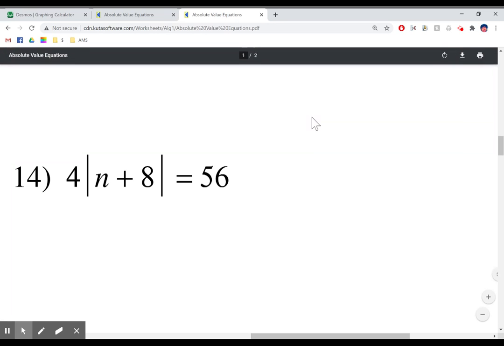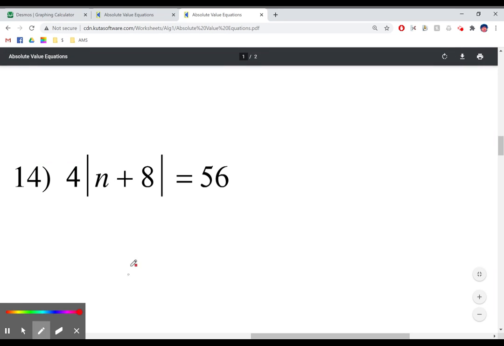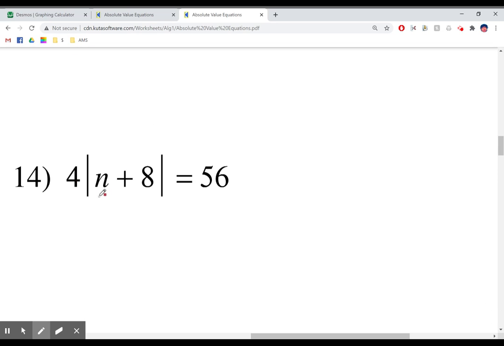Okay, we're going to look at one specific one, number 14. This is read as 4 times the absolute value of n plus 8 is equal to 56. Okay, so the best strategy to solve these is to isolate your absolute value expression, okay? Sometimes you'll just have one variable in here. Sometimes you'll have a more complex expression like this. But either way, I'm going to isolate it. So I'm going to divide both sides by 4.